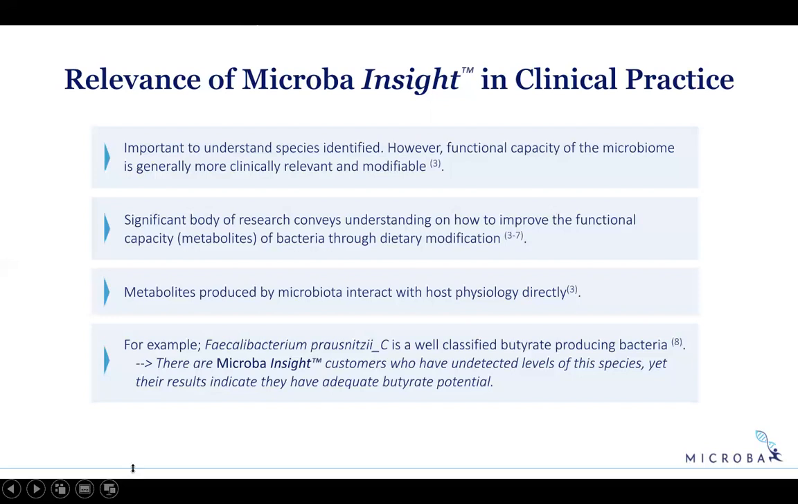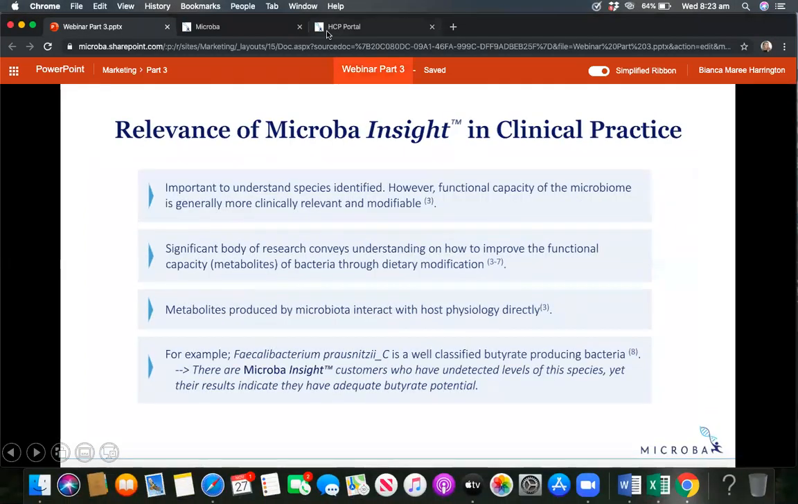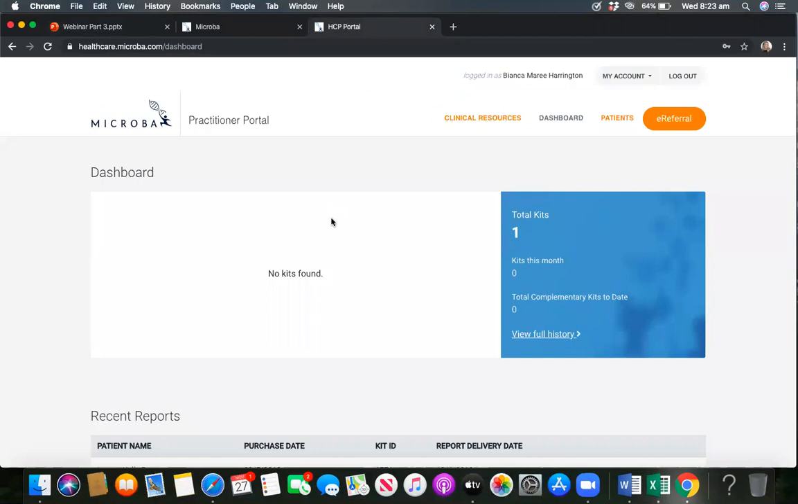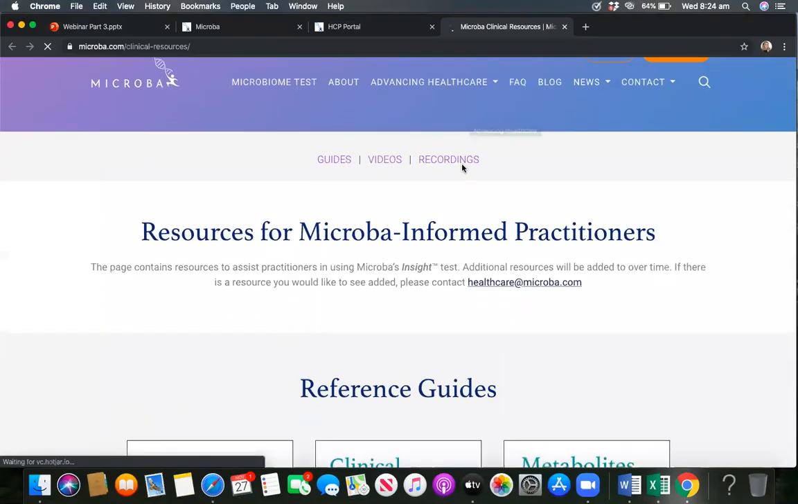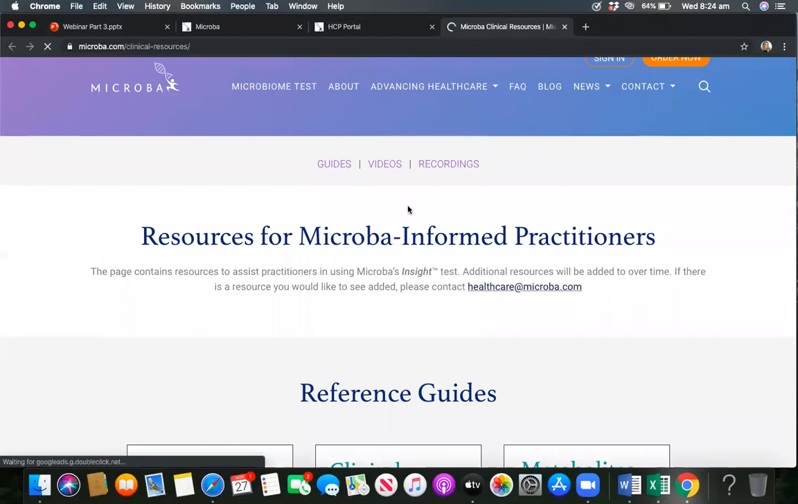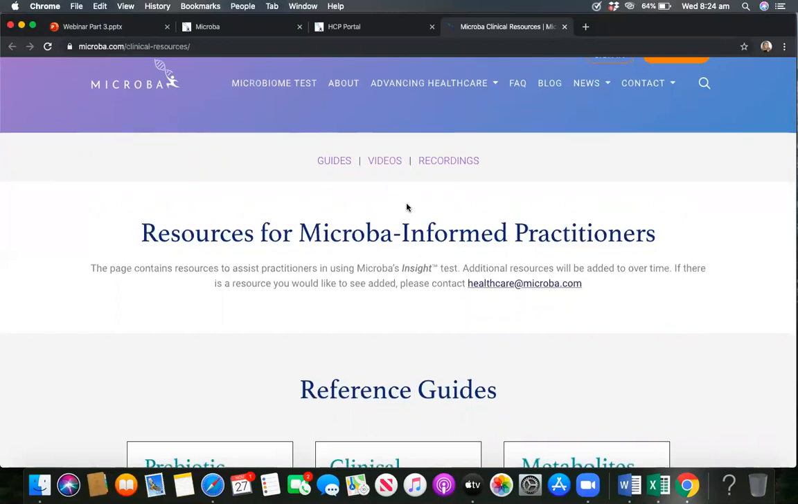Something that we wanted to show you as well, so for those of you who are currently registered as one of our Microba informed practitioners, is that Ken and Hayley, so Ken is our technology liaison manager and Hayley is our clinical applications specialist. They have gone ahead and created some incredible resources that are located in your Microba informed practitioner portal. So if you would like to head to this portal, then just head to healthcare.microba.com and use your user credentials to log in.